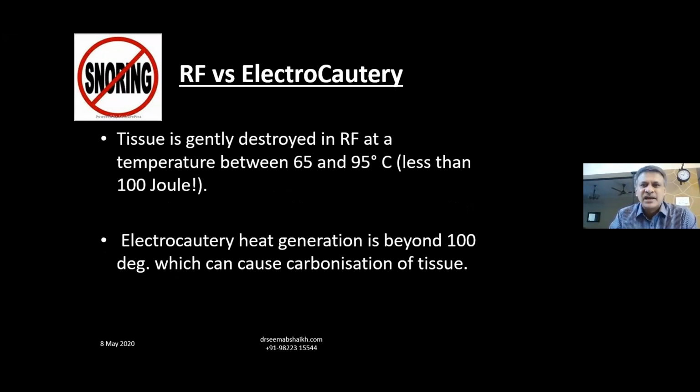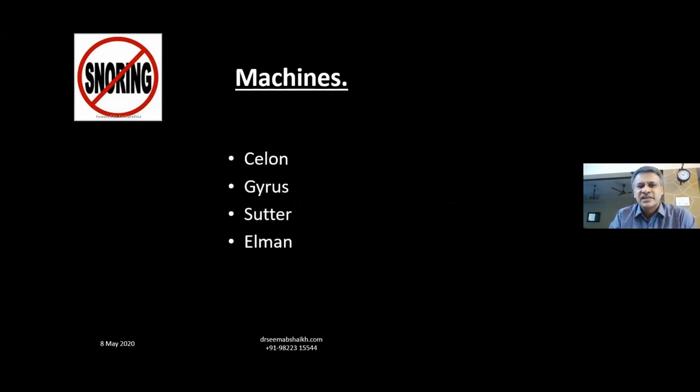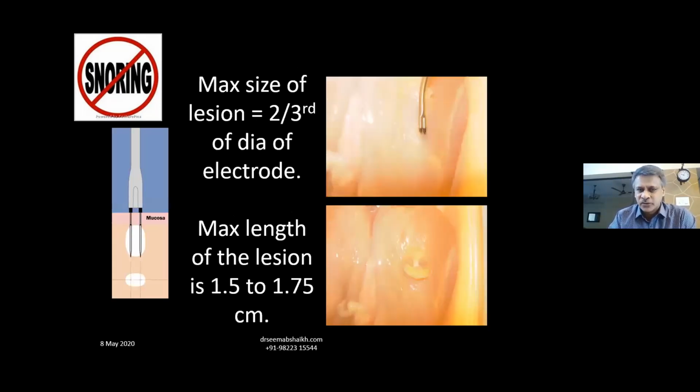I don't really want to get into all of that too much. It's simple basic physics of RF, and it's much, much lesser heat energy than electrocautery. So the various machines that we used to use, I started off using Elman, then we used Celon. I've not had too much of Gyrus, but Sutter is what we tend to use.